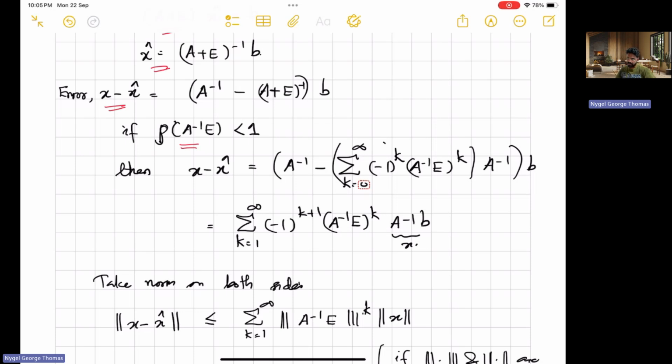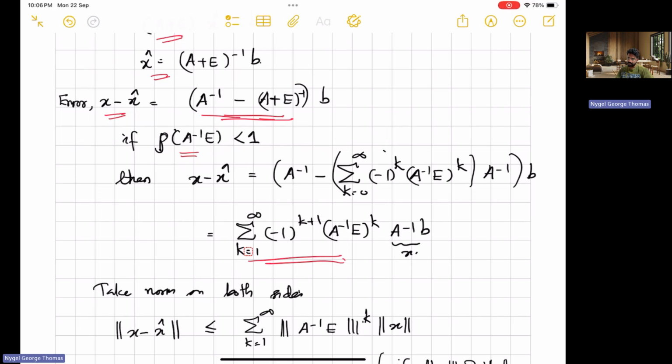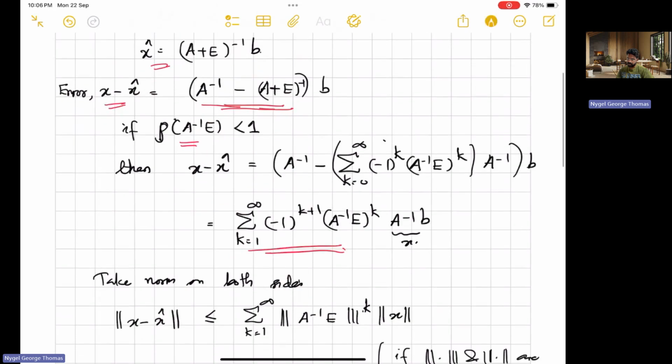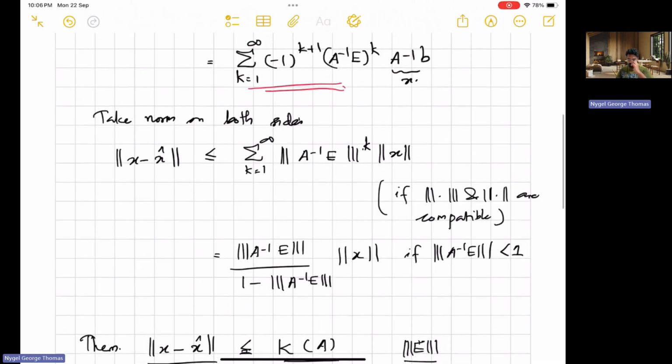So we use that, and we've already seen this difference, A inverse minus A plus E whole inverse, can be expressed as sigma k equal to 1 to infinity, minus 1 raised to k plus 1, A inverse E whole raised to k into A inverse. And since we have a b here, we also have A inverse b. So this A inverse b is actually x, which we are supposed to have, right? From here, x is equal to A inverse b.